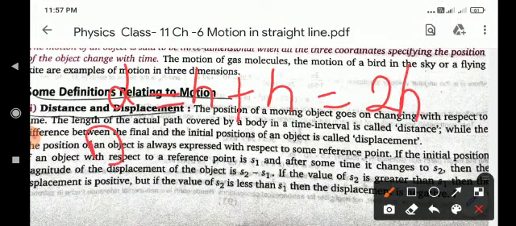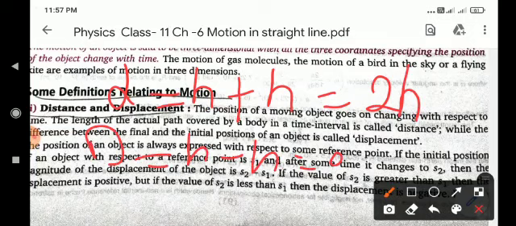And displacement is equal to h minus h, which is 0, because displacement depends on the direction, while distance does not depend on the direction. Therefore the value of displacement will be 0 and distance will be 2h.